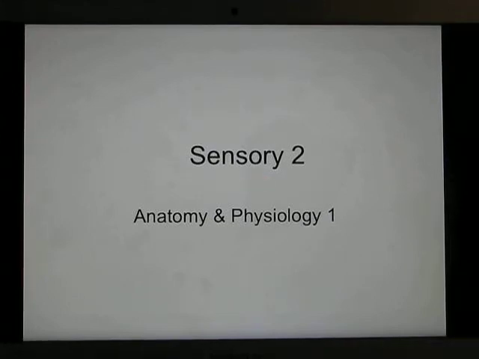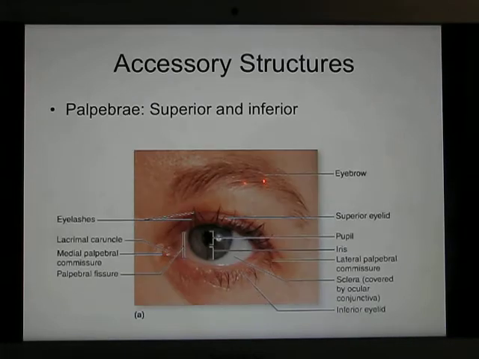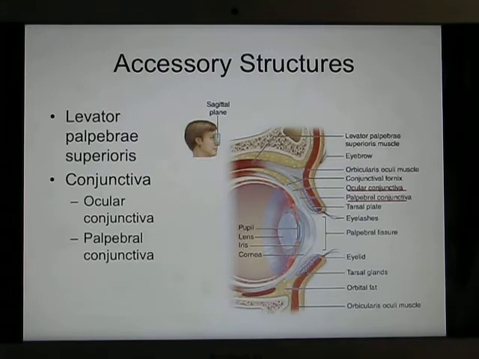We're in Sensory 2. In this chapter, we're going to talk about the visual system. So for the visual system, you have those accessory structures. And that's the sagittal view of your eye.